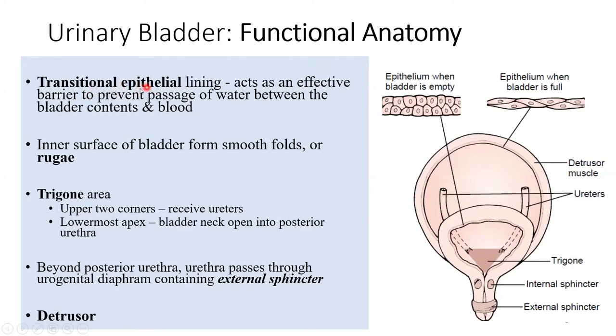So this is just a brief overview of the bladder, and the epithelium is called transitional epithelium. Again, you'll be discussing this a lot in your anatomy classes, but here it suffices to mention that the architecture of it is very efficient and clever. It's arranged in a way to not allow any seepage of water or urine into the wall. Also, it is folded from inside, making smooth folds called rugae.